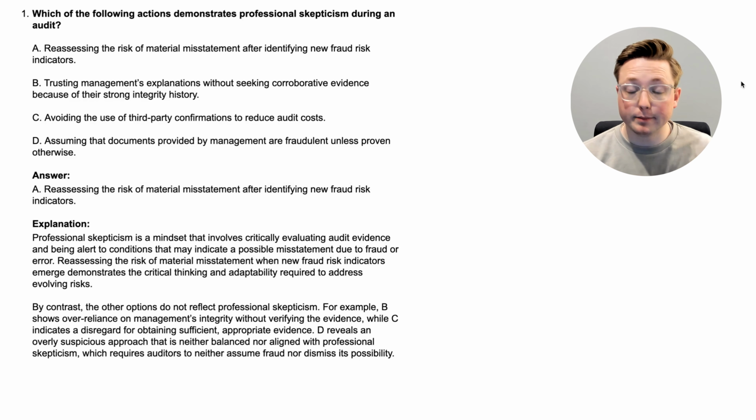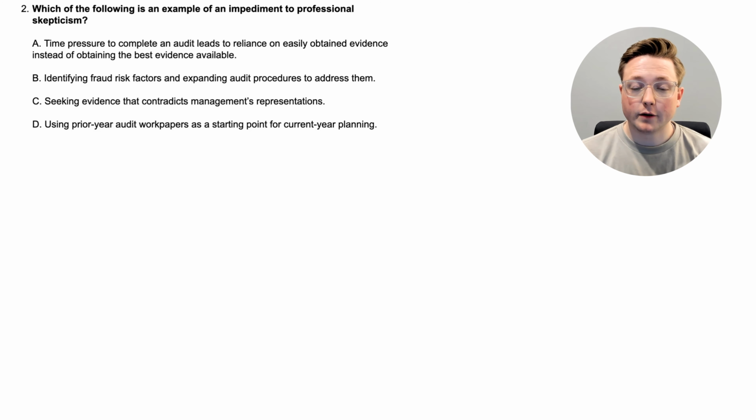Professional skepticism is making sure that things look correct rather than just assuming they are or assuming they are not. With all that, let's go to the next question. All right, here we are at question 2. Which of the following is an example of an impediment to professional skepticism?